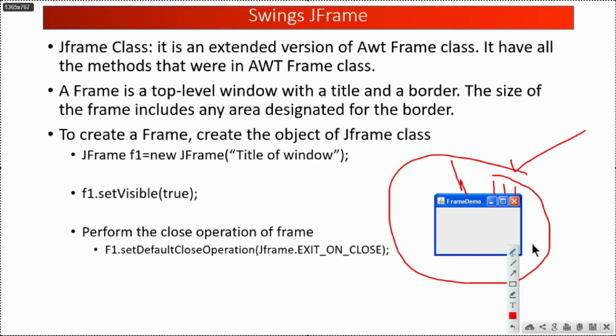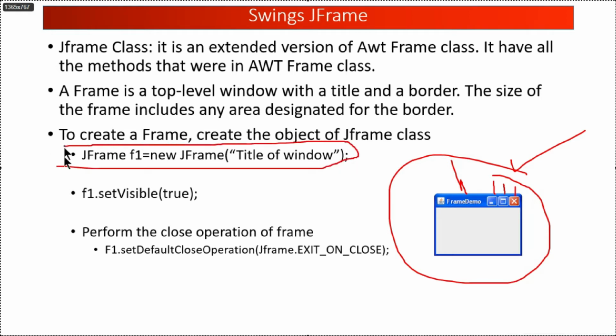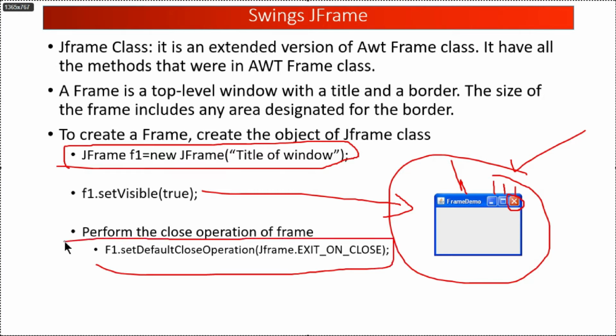To create a JFrame in your class, you can use this JFrame. You can create the object of JFrame by doing this, and then set its visibility to true so that it is visible to you. And to perform this close operation, you can call this method setDefaultCloseOperation, and then inside its arguments pass this JFrame.EXIT_ON_CLOSE parameter. Okay, so JFrames are there. I will write a program for you guys, and then you will be able to understand it in a better way. First, let's quickly go through the theoretical part of all these components.